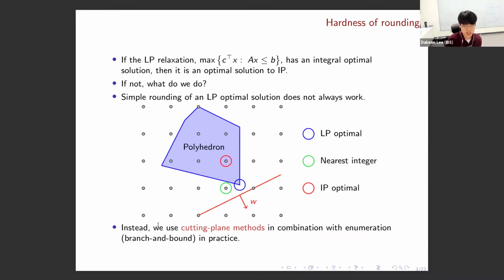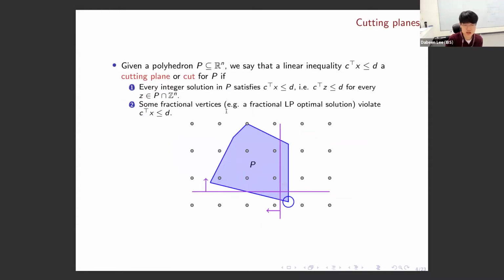What we do is what we call the cutting plane method in combination with enumeration, that is, branch and bound. A cutting plane, or a cut, is a linear inequality that potentially cuts off some part of this polyhedron while keeping the same set of integer points. So by adding a cutting plane, we can reduce the search space in the hope of getting closer to this optimal integer point. We basically recursively add cuts until we obtain an integer feasible solution.